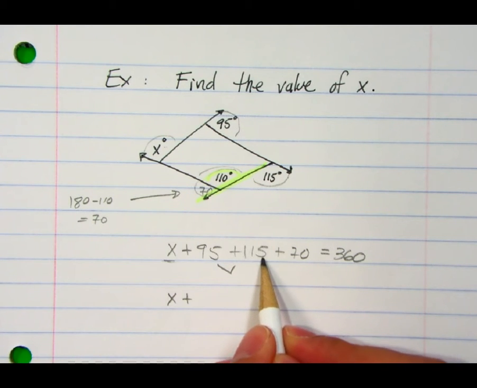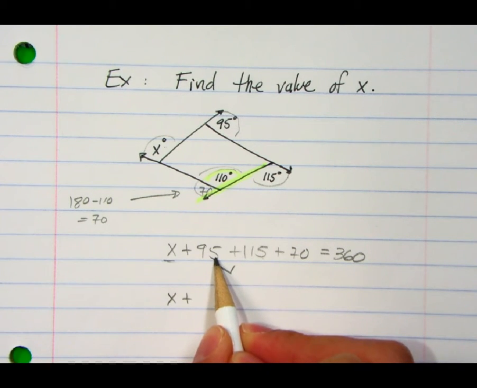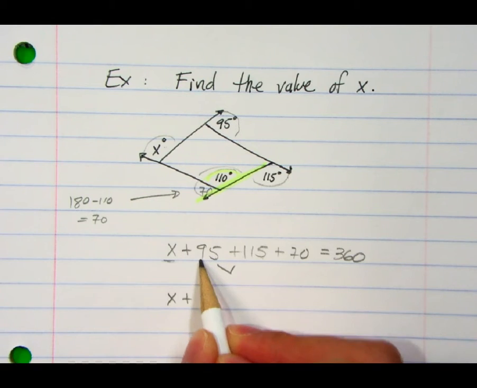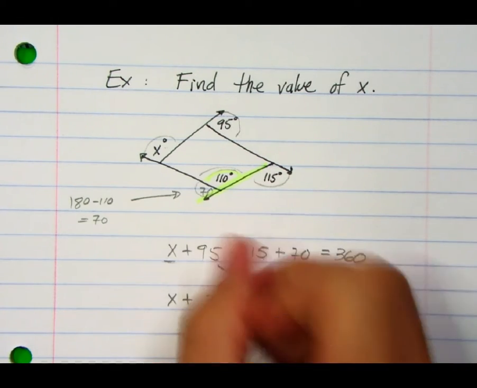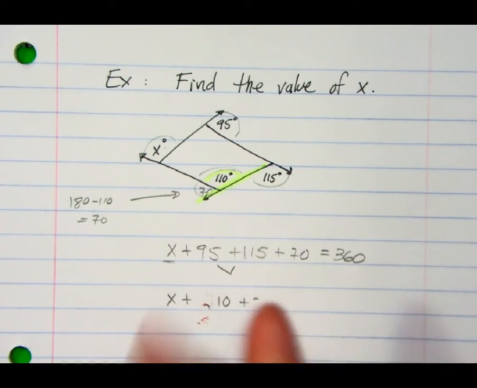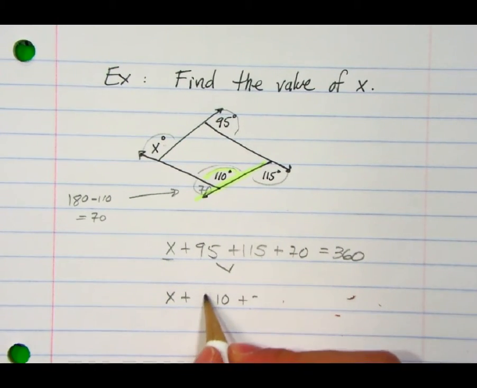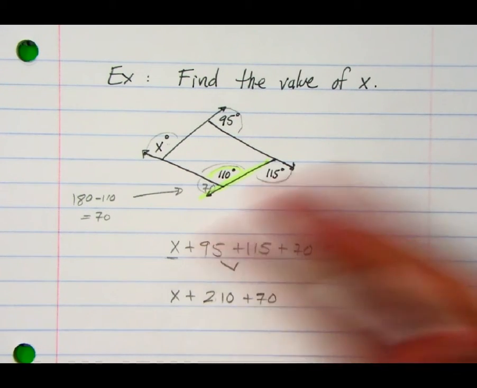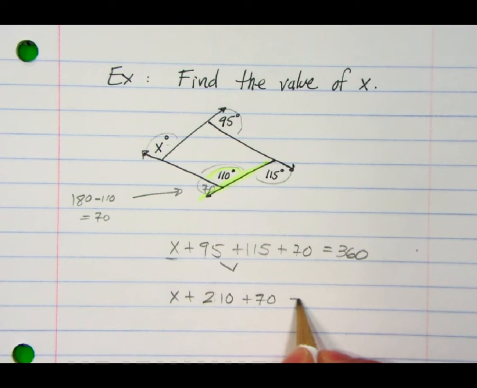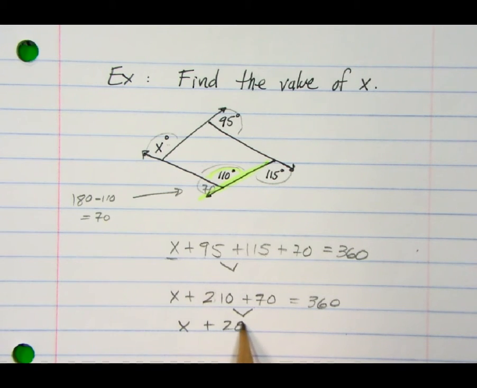Let's see, 115 plus 5 more is 120, plus another 90. That gives me 310. Wait a minute, I did something wrong. 210. I knew I did something wrong because I'm like, wait a minute, I can't add 70 to that. So 210. If I had 70, I'd be over my 360 already. All right, so all that equals 360. I'm going to add these together now, and I get x plus 280 equals 360.